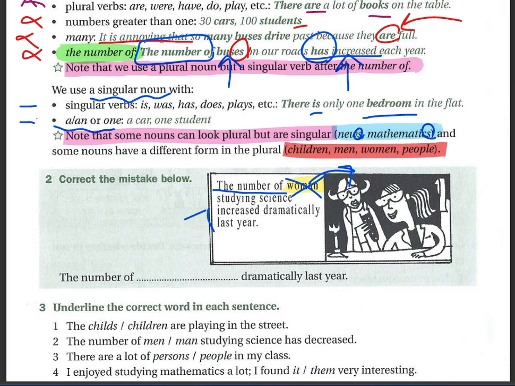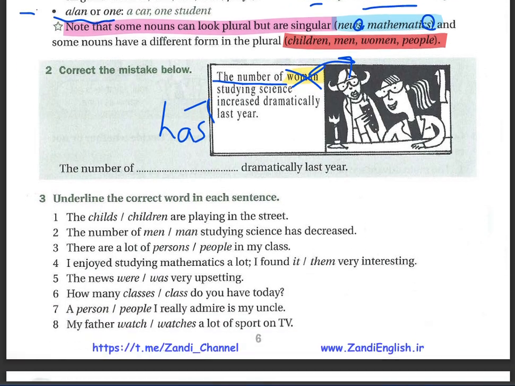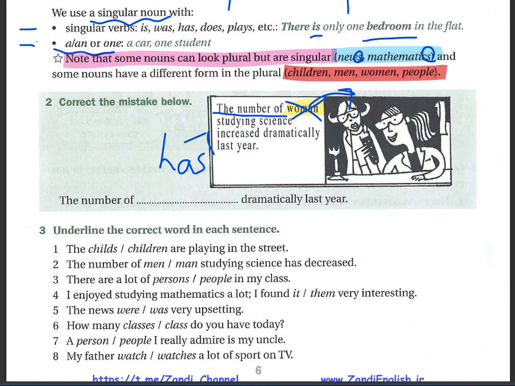And here, the verb. Can you help me? Should it be singular or plural? Very good. It should be singular. So we should use has here. Wonderful. Now let's do exercise 3. Underline the correct word in each sentence. So, I want you to pause the video and do this part. Next, we will check.